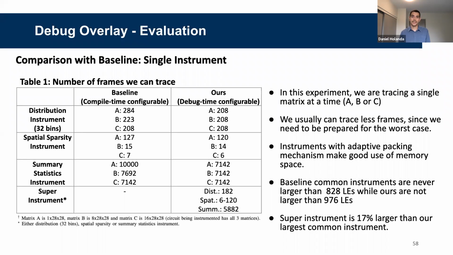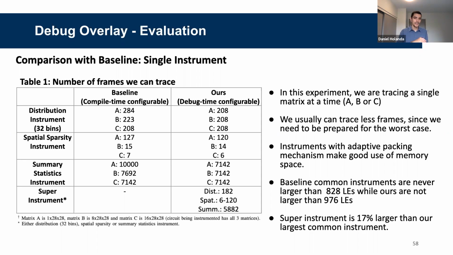And as you can see in the baseline in which each instrument is optimized to observe a specific matrix, I'm usually able to trace for more frames, of course, but I need to recompile every time that I want to change what I'm observing. However, in our instrumentation, we don't need to recompile, and our instruments with adaptive packing mechanism, they actually do a very good job using the memory space.